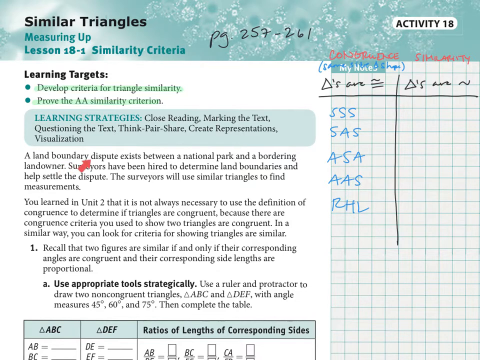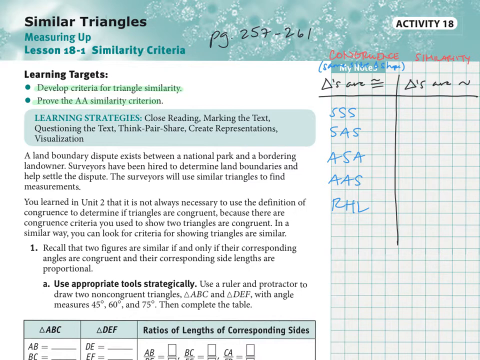So it says, a land boundary dispute exists between a national park and a bordering landowner. Surveyors have been hired to determine land boundaries and help settle the dispute. The surveyors will use similar triangles to find the measurements. You learned in Unit 2 that it's not always necessary to use the definition of congruence to determine if triangles are congruent, because there are congruence criteria you use to show two triangles are congruent. So what it's saying here is that we don't need to know all the sides and angles of our two triangles to show they are congruent. We can use minimal information to show that. So in a similar way, we can look for criteria to show triangles are similar.